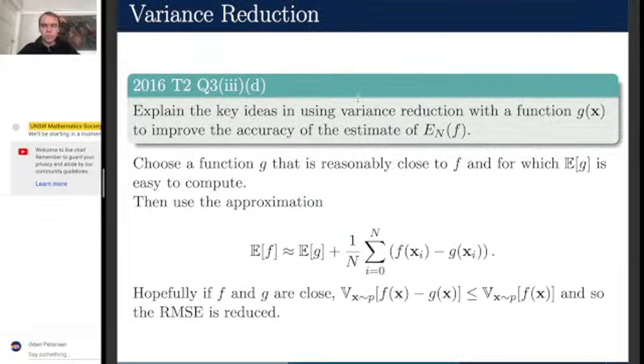Basically, the reason we're using Monte Carlo here is we don't have an analytic expression for the expectation of this function f. If we want to reduce the variance of our estimate, one thing that actually helps is if we can find a function that is reasonably close to this f, for which we do have an analytic expression for the expectation of that function with respect to the distribution.